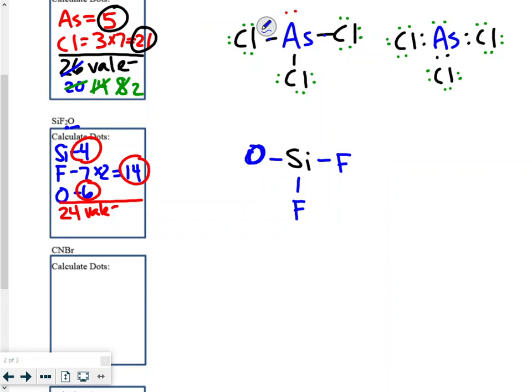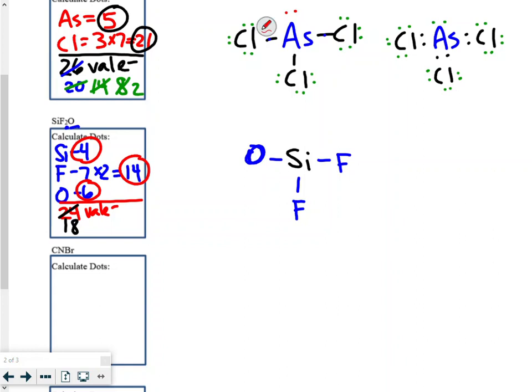Sorry, now I kicked it. All right. How many electrons did I use to pair them up and put them onto this dot structure? I used 6. So out of my available amount, I'm now down to 18.